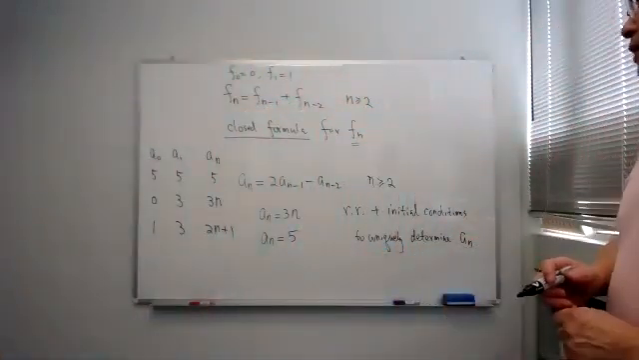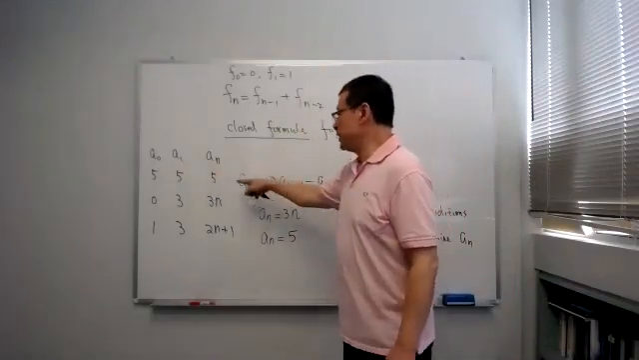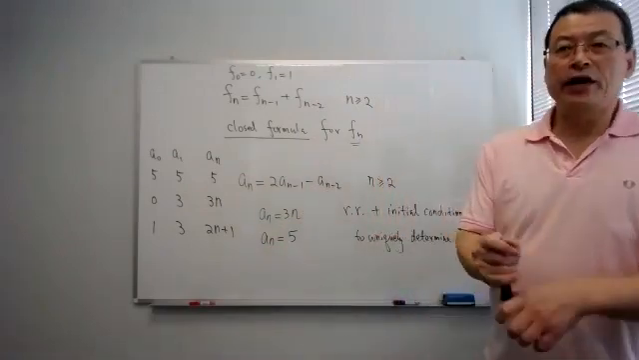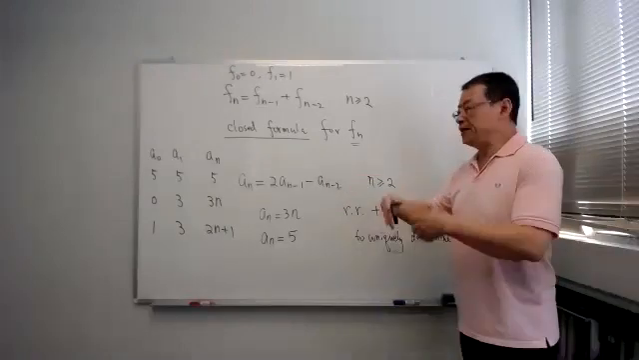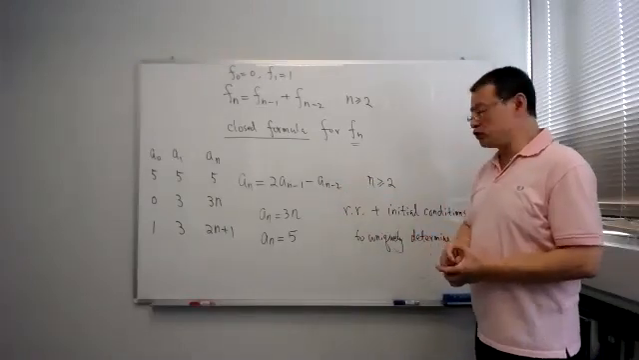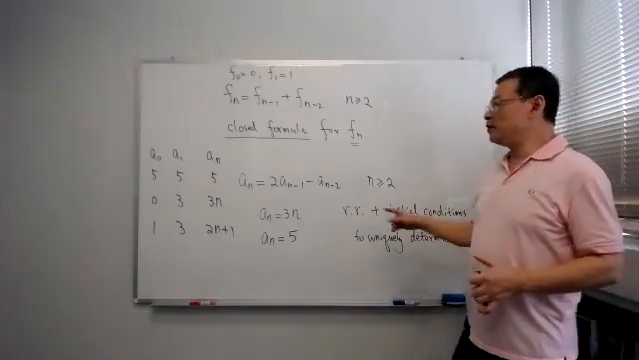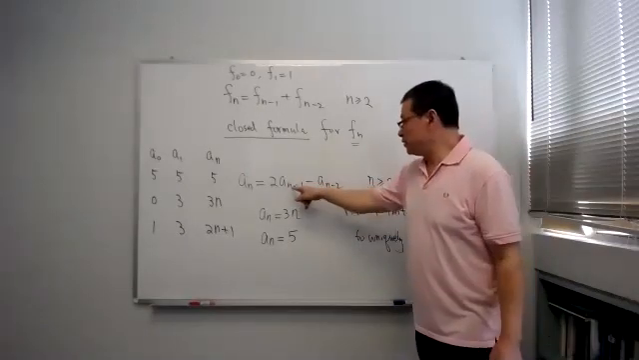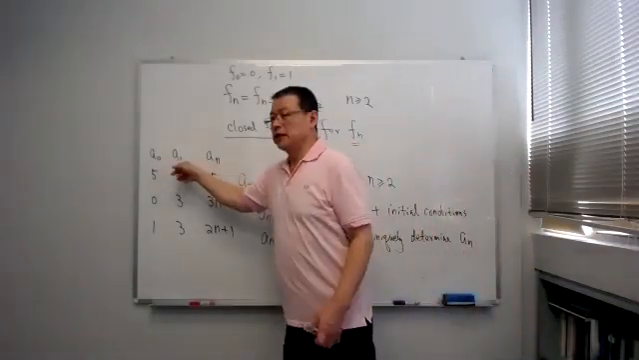So the initial condition together with the recurrence uniquely determines the sequence. It's very important. We should not ignore the initial condition. Even if we have the recurrence, we still need the initial condition to uniquely determine the sequence. The number of initial values depends on the recurrence. Here it uses n minus 1 and n minus 2, so we need 2.